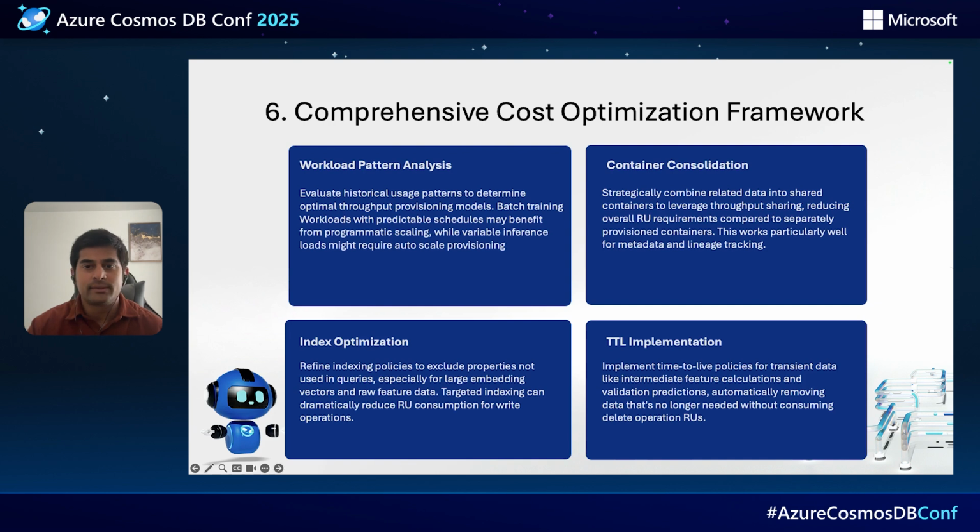And finally, we use time to live policies for short-lived or transient data. This not only keeps the database lean, but also avoids unnecessary delete operations. So by combining smart scaling, container design, indexing strategies, and automatic cleanup, we can manage costs efficiently and effectively, without, of course, compromising on performance and flexibility.